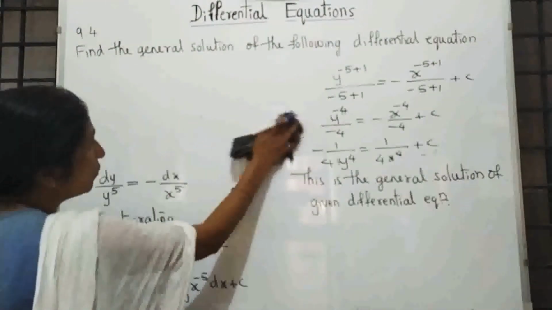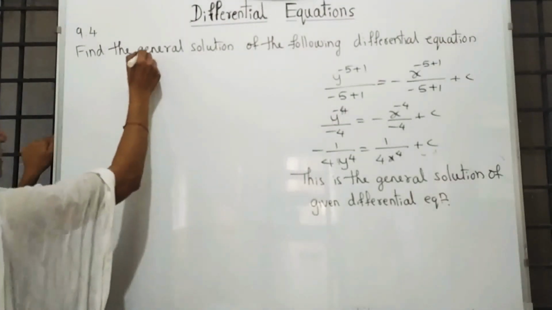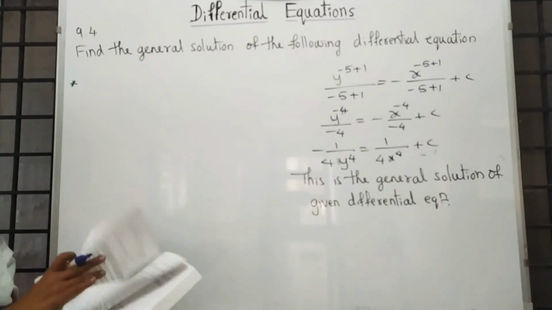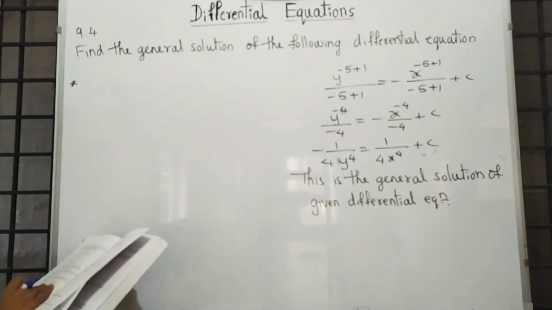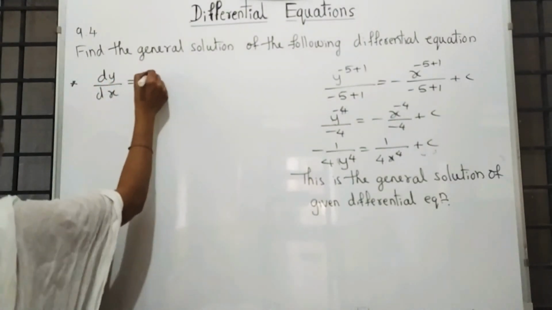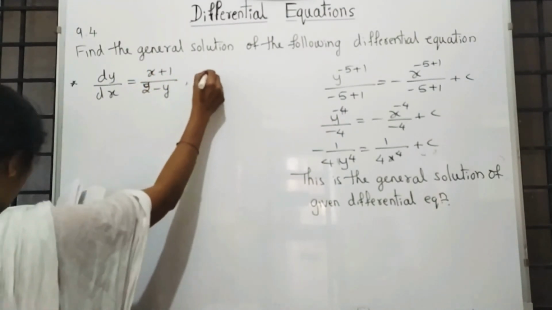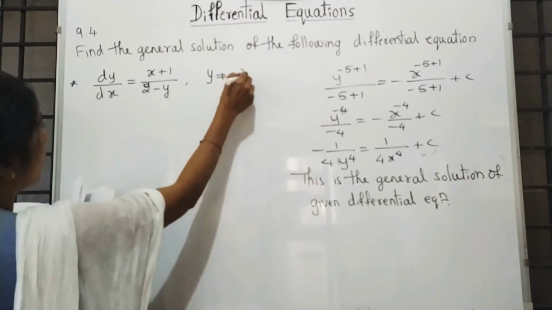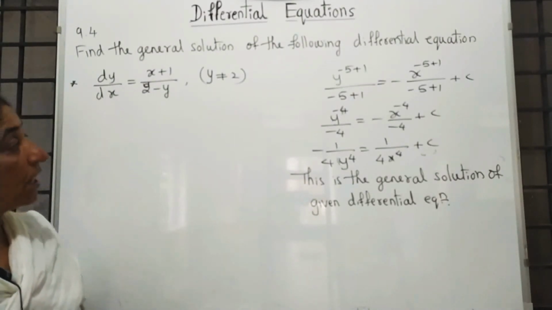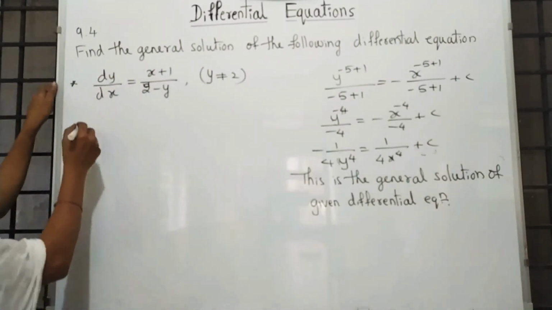And now I am giving you two worked examples in the NCERT only, from the NCERT textbook only, not from 9.4. Two simple worked examples, because you can get those questions also in the examination. dy upon dx is equal to x plus 1 upon 2 minus y, where y is not equal to 2. As you know, you can separate dy and dx, and dy and dx should be in the numerator. So what I am doing, just a cross multiplication.